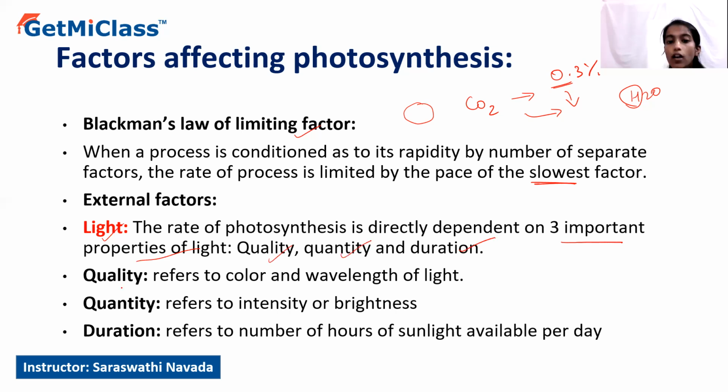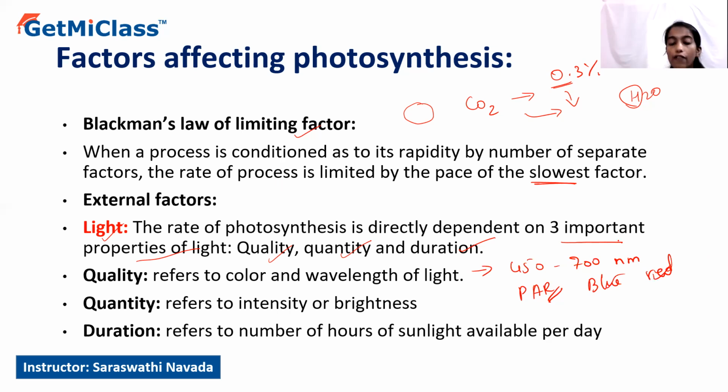Coming to quality of light, it refers to the color and wavelength of the light. We know that the action spectrum of photosynthesis ranges between 450 and 700 nanometer, and this forms the photosynthetically active radiation, that is, the light radiation which can be used for photosynthesis. Similarly, coming to the color of light, in the blue light as well as red light regions, the rate of photosynthesis will be maximum.